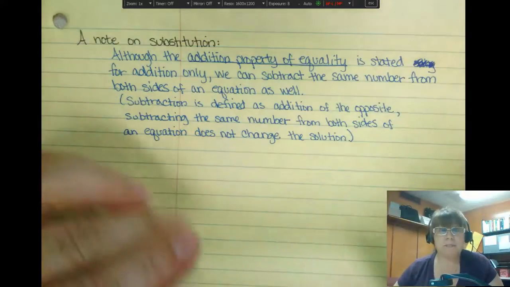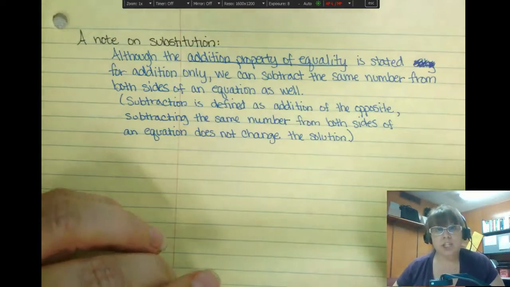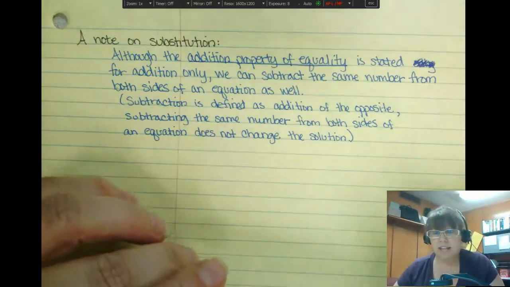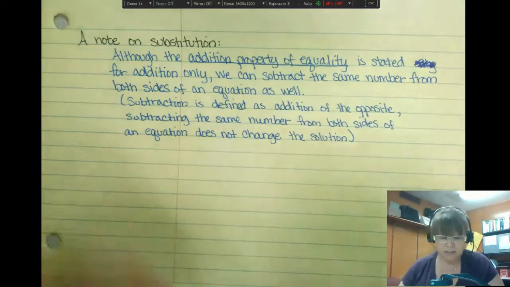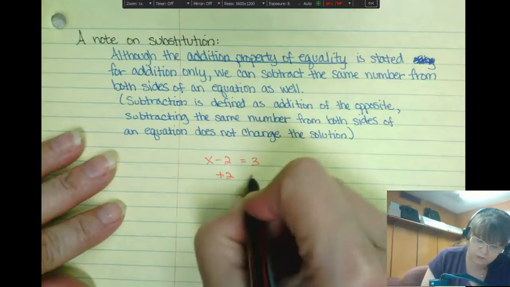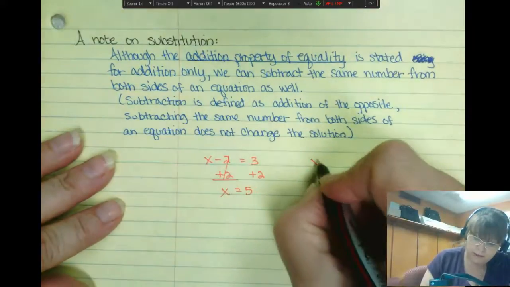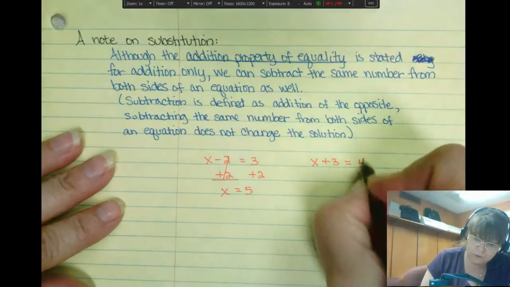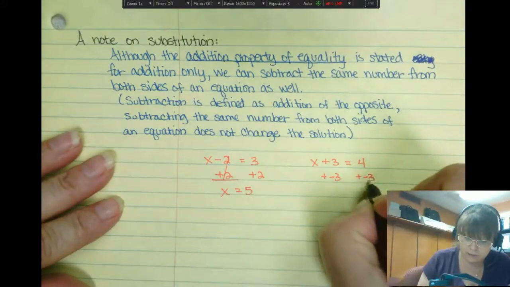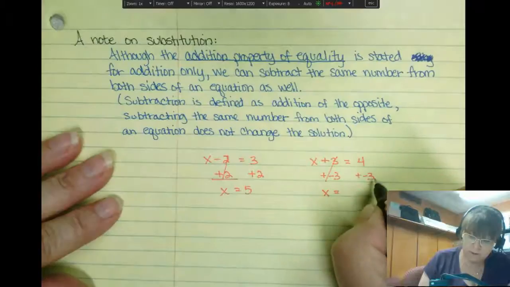And a final note about subtraction. Although the addition property of equality, we stated for addition only, we can subtract the same number from both sides of an equation as well. So subtraction is just defined as the addition of the opposite. So if we have x minus 2 equals 3, we can add 2 to both sides. x equals 5. Or if x plus 3 equals 4, I can subtract, or add the opposite, minus 3 on both sides. That's adding the opposite. x equals 4 plus a negative 3, which is 1.